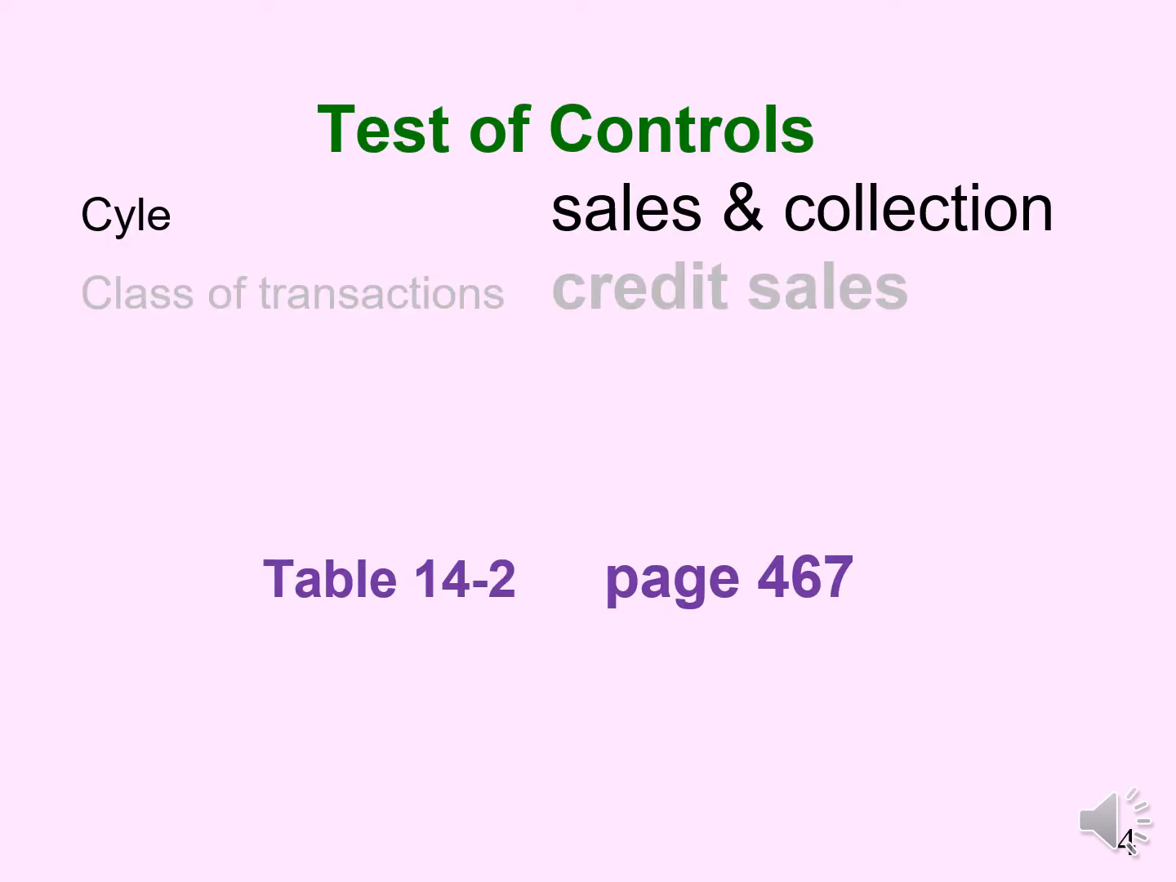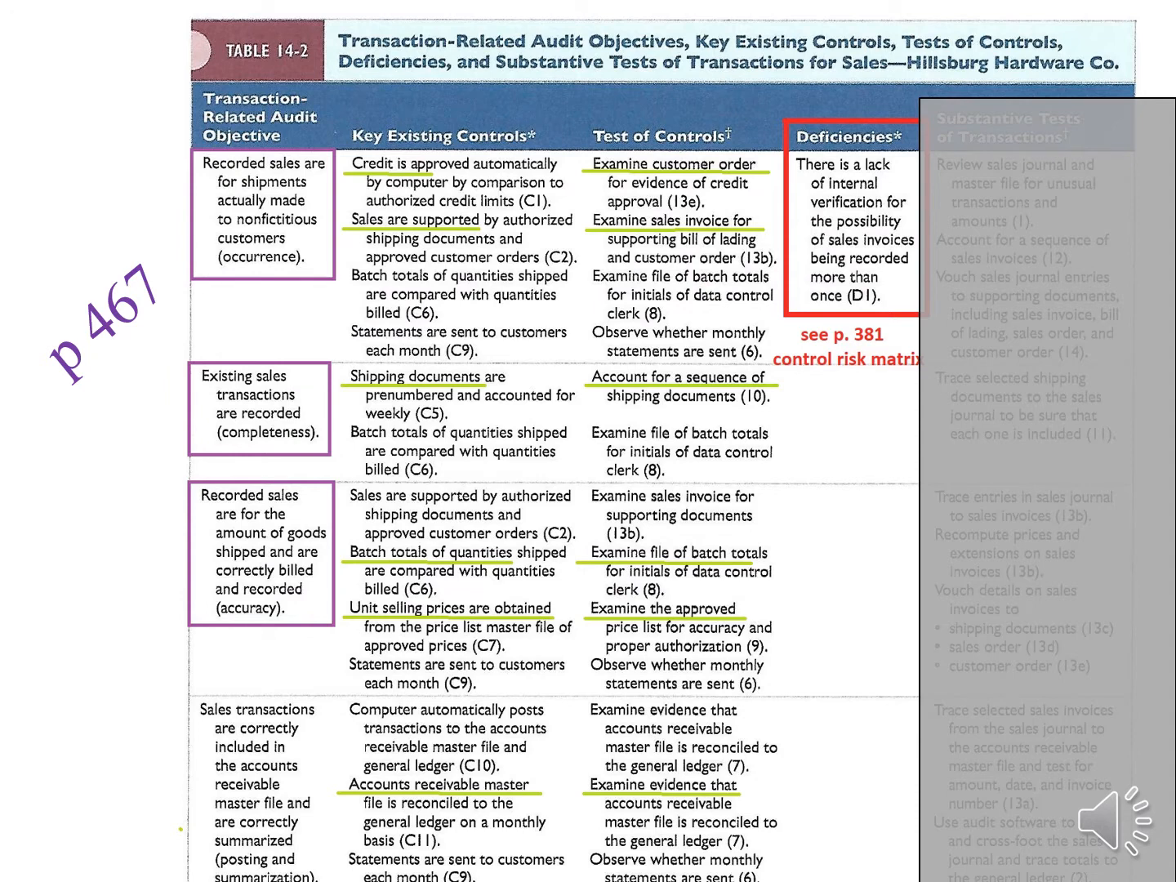We're talking about sales and collection cycle. The pink slides are credit sales. This is one of my favorite tables in the book. Look down the left-hand column, and we're going to see occurrence, completeness, and accuracy. And they're going to go into a little bit more depth.